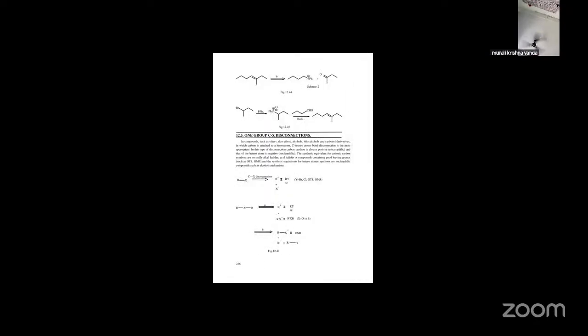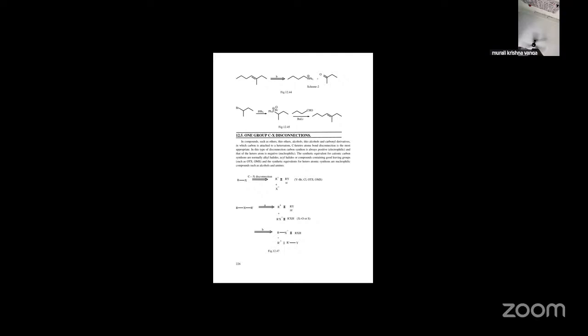One group C-X disconnection in compounds such as ethers, thioethers, alcohols, and carbonyl derivatives, in which carbon is attached to heteroatoms. The carbon-heteroatom bond disconnection is most appropriate in this type of disconnection. The carbon synthon is always positively electrophilic, and that of the heteroatom is negative, nucleophilic in nature.